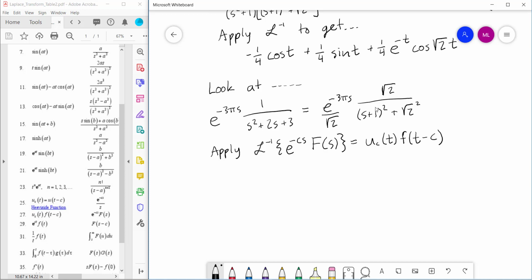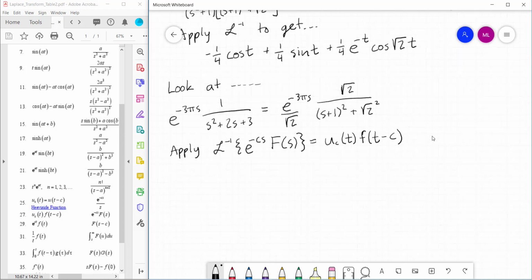So as long as we can figure out how to transform this piece back, our result will just look like a Heaviside function times the transformed version of this, where we just replace all the arguments with t minus c. So for us, the value of c is 3 pi. Here's our e to the negative cs, so that means our c is equal to 3 pi. So what does this piece transform back to?